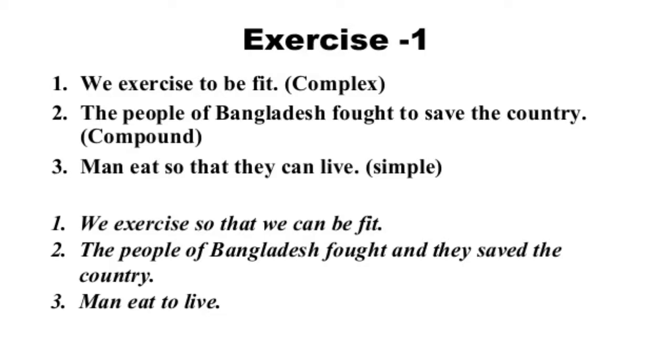Look at the third example. Man eat so that they can live. So what type of sentence it is? It is a complex sentence, children. So we have to change into simple. So what we have to use? To. Very good. So man eat to live.